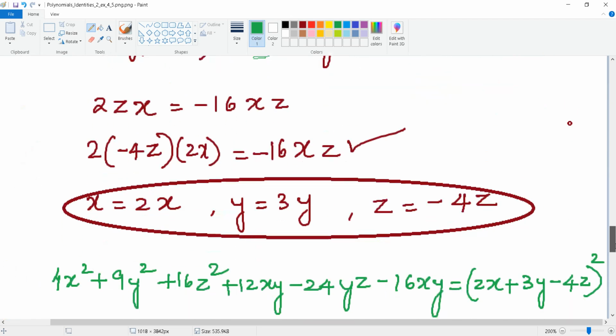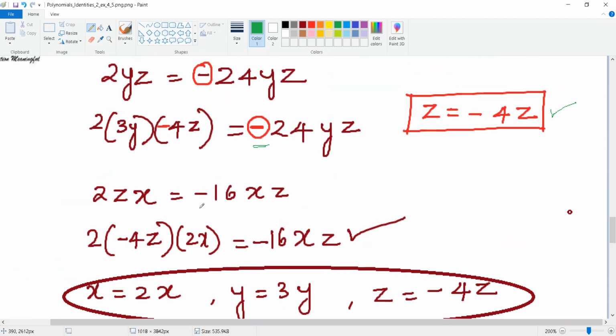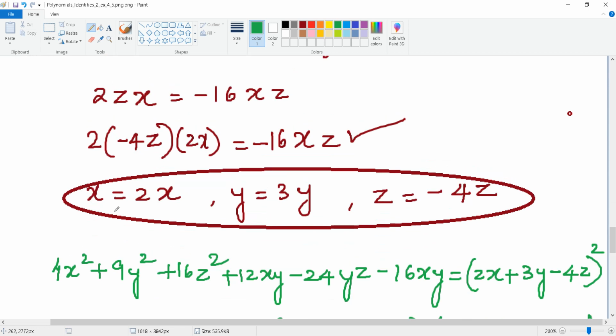Then we will go to the next term and check if it satisfies. 2zx is supposed to be equal to minus 16xz. So 2 we can keep as 2. For z we can take minus 4z, that's what we had taken. X is 2x, so that gives you 2 4s are 8, 8 2s are 16, so minus 16xz. So that is perfectly satisfying. So our answer is x is 2x, y is 3y and z is minus 4z.